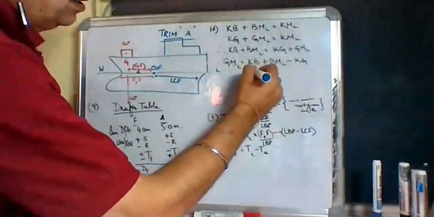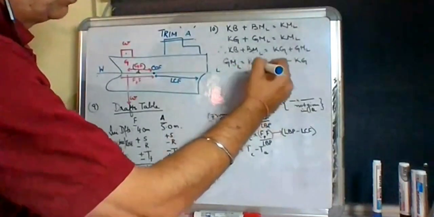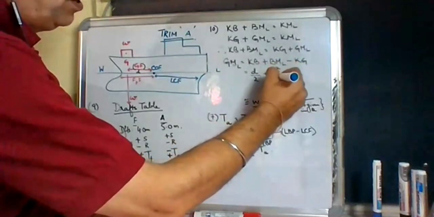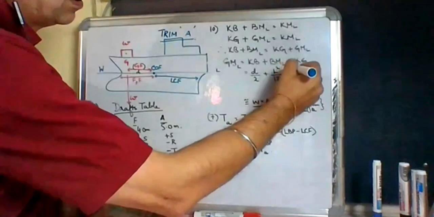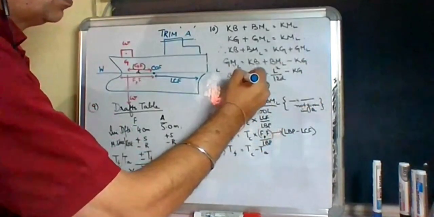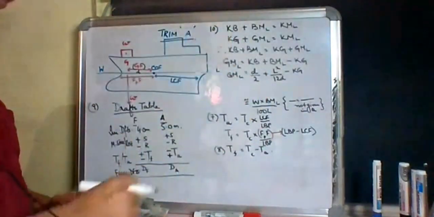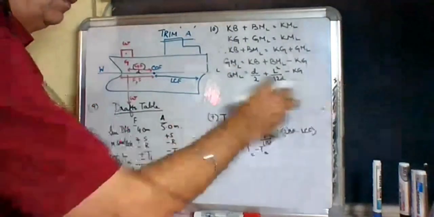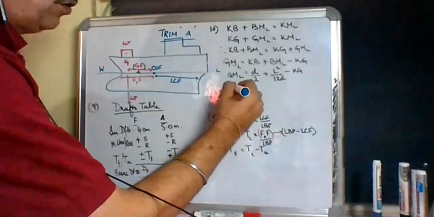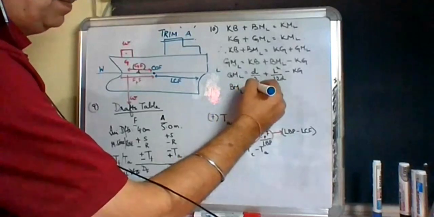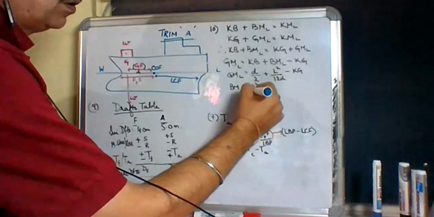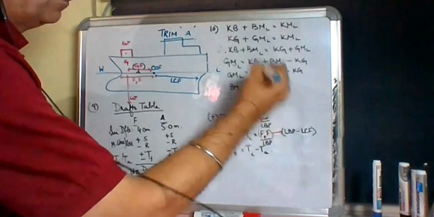KB is draft by 2. BML is L square by 12D minus KG, given in the question, will give me GML. This is if KG is given in the question, then we'll use this. If not given in the question, then BML is equal to L square by 12D.